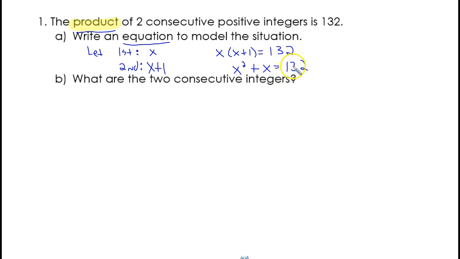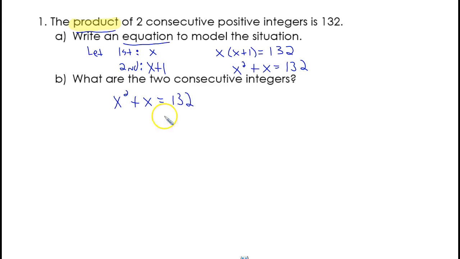There are other ways that we could write it. We could subtract over the 132. We could have left it in the original x times x plus 1. So we have something like this. We have an equation. And now it says, what are the two consecutive integers? Well, in order to find the two consecutive integers, we're going to take this equation that we just found. We're going to solve for x.